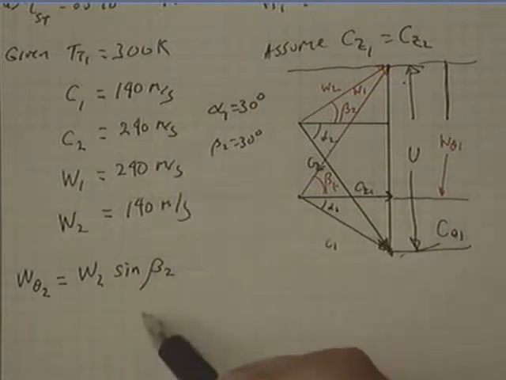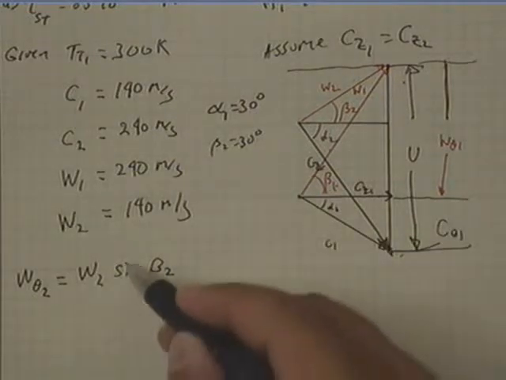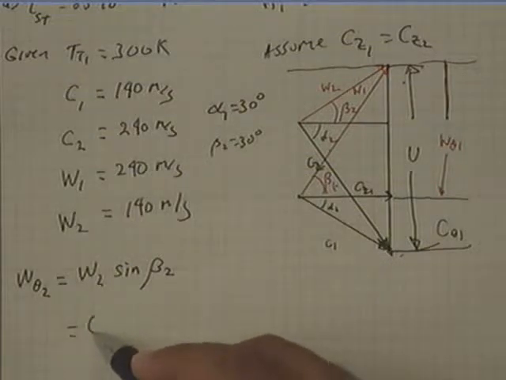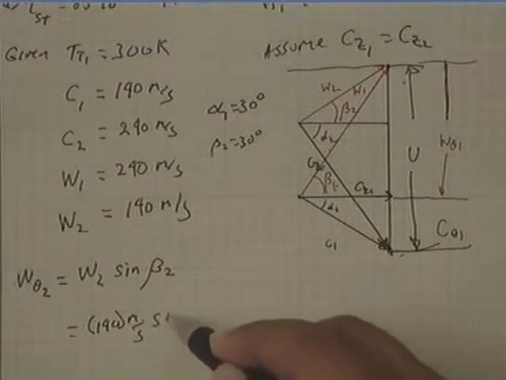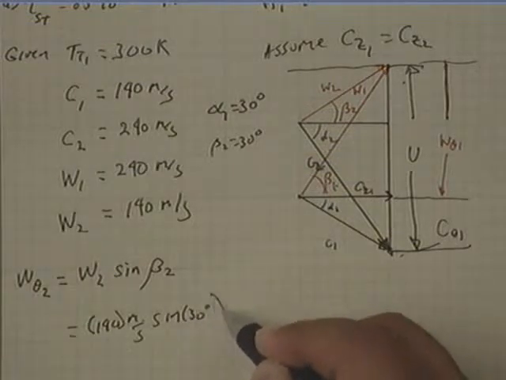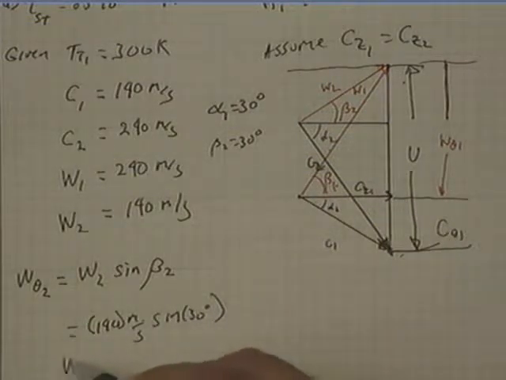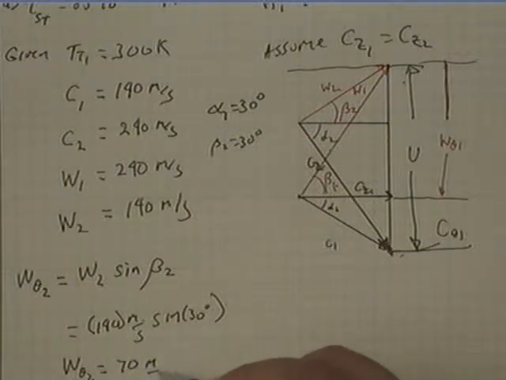Okay, so continuing now, I know beta 2, and I know W2, so this is nothing more than 140 meters per second times the sine of 30 degrees, and so I get W theta 2 is 70 meters per second.